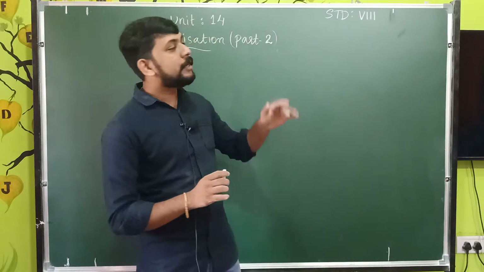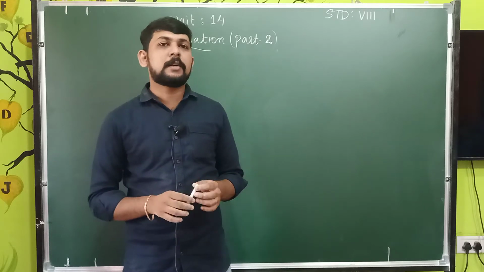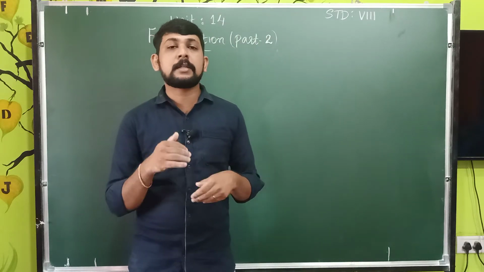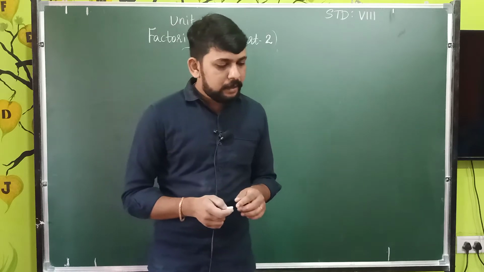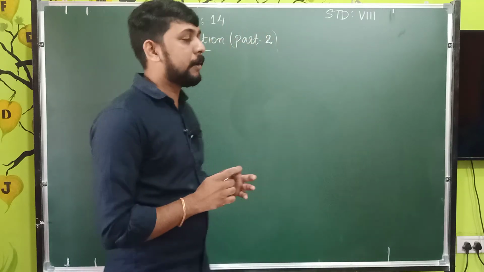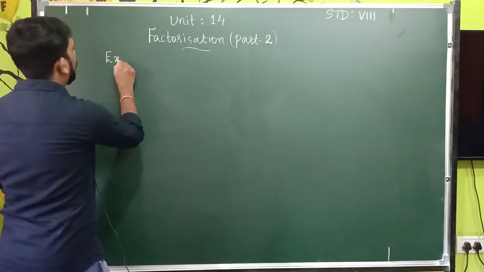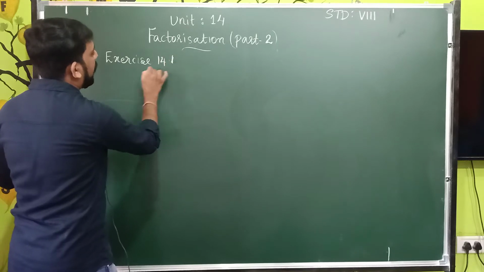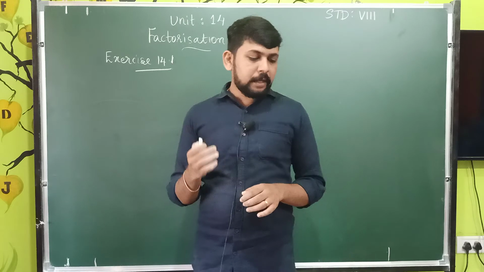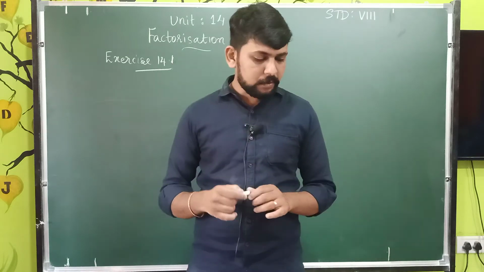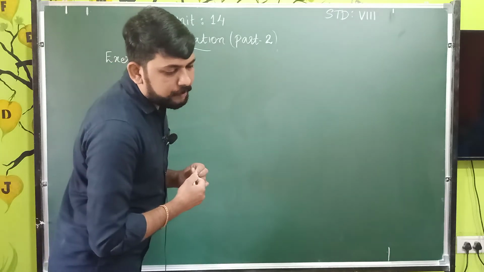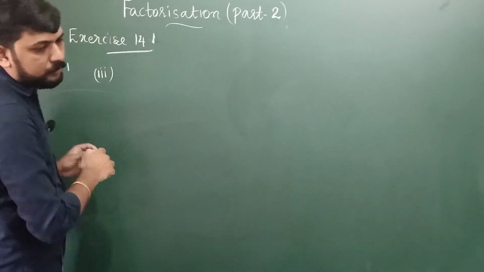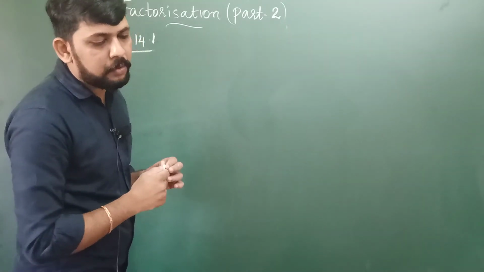So today, part two of factorization. In the last class we already learned the method of factorization and common factors, right? So from exercise 14.1, listen carefully. In your textbook, exercise 14.1, question: find the common factors of the given terms. Third sub question, first one. First and second, try to do it as homework.